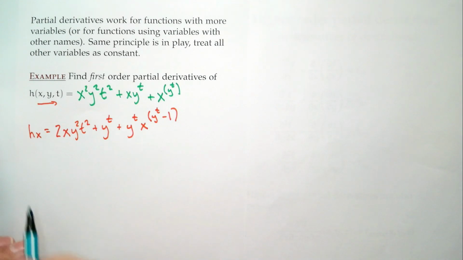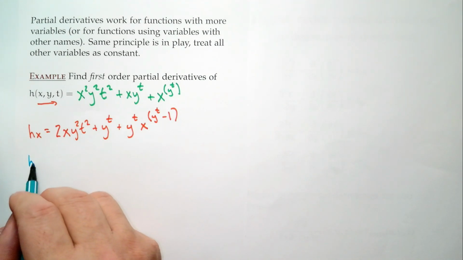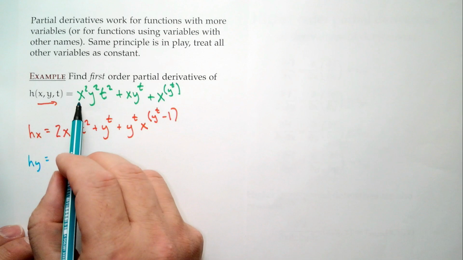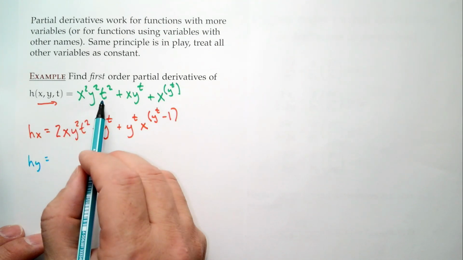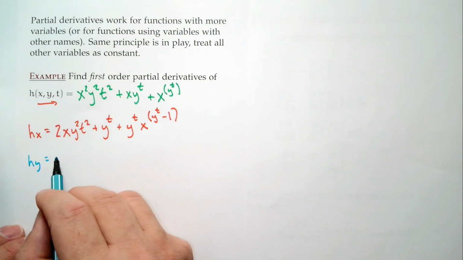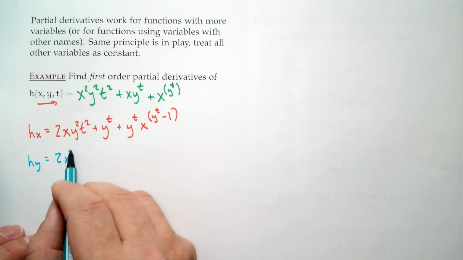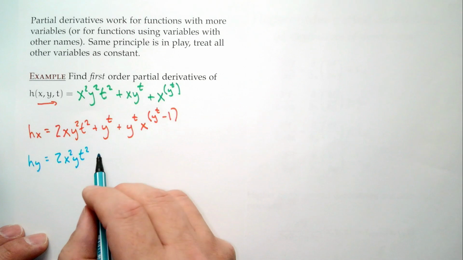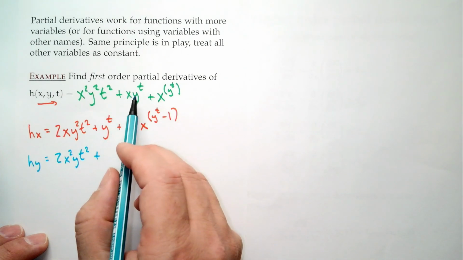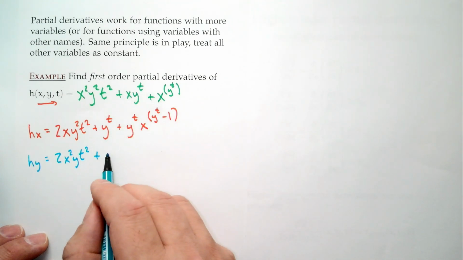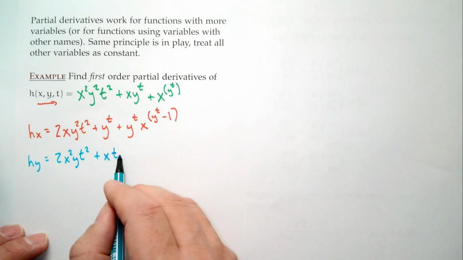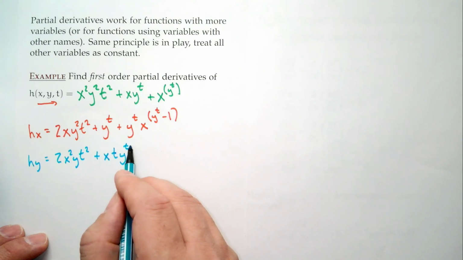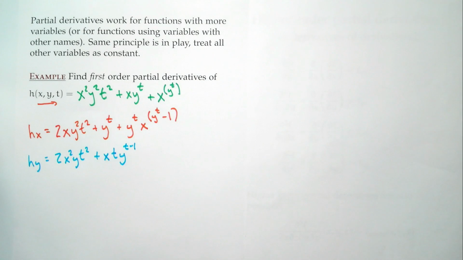Now, let's do our next one. H sub y. The x and the t are constants when I'm doing the derivative with respect to y. So we're going to get 2x squared y t squared. Come to the next term. X is a constant. Then I have y to a power. So that's going to be x, the power comes down, y to one less power. Okay, that's not so bad.